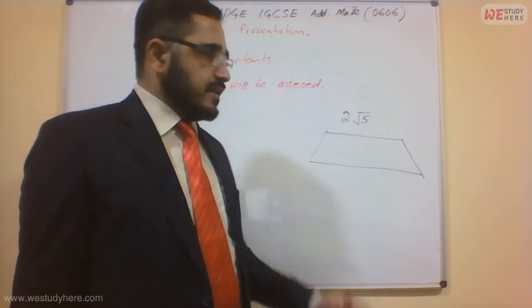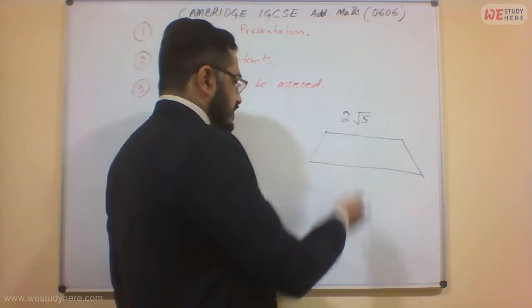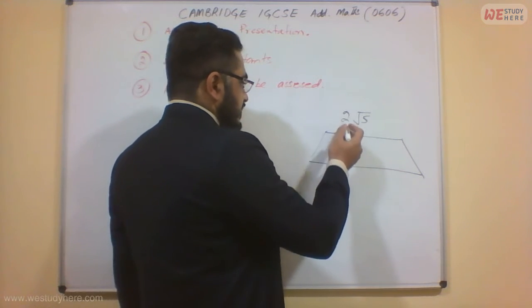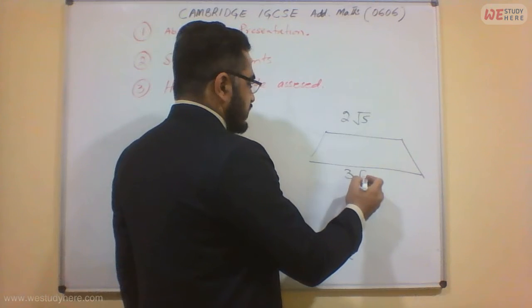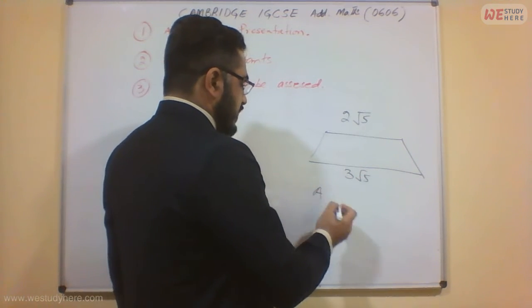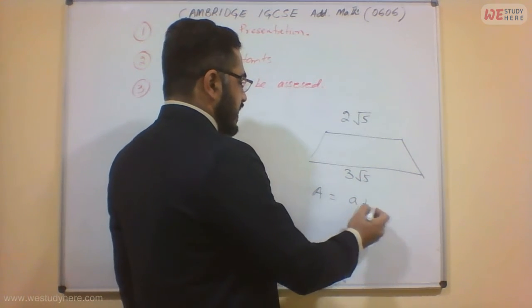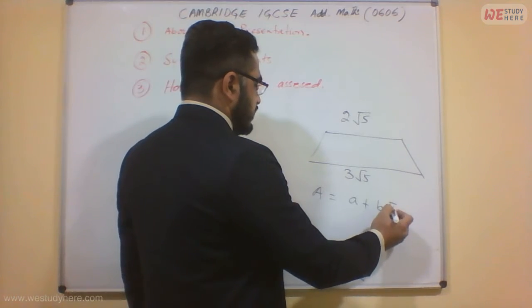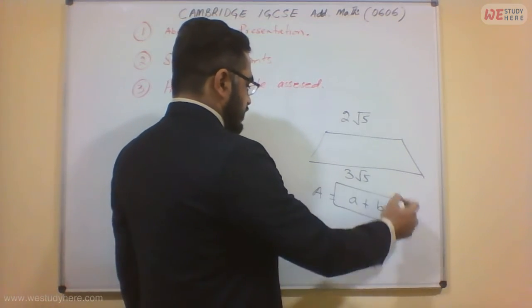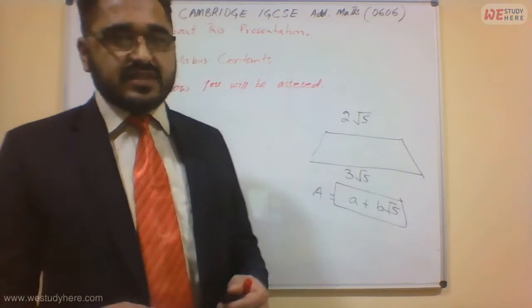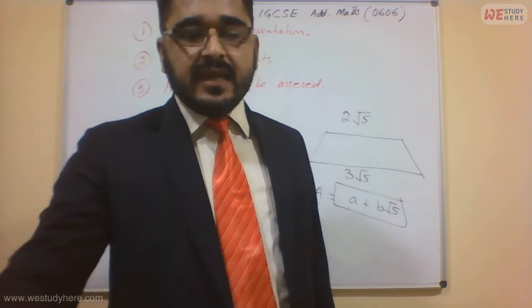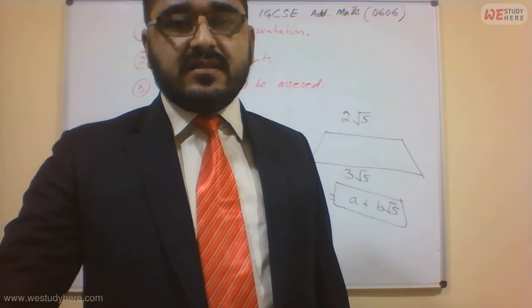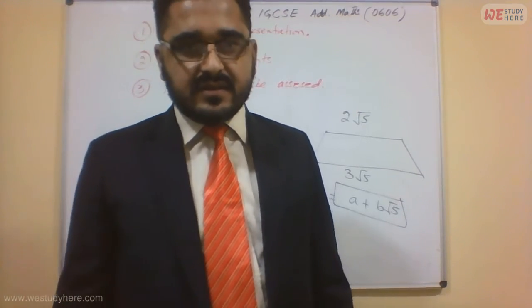In these types of questions, sometimes it says calculate the area, where this side is 2 square root 5 and this is 3 square root of 5, and you have to write the area in the form a plus b square root of 5. Then in these types of questions you cannot use the calculator, but this will be clearly written there.